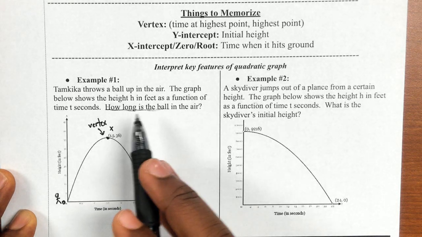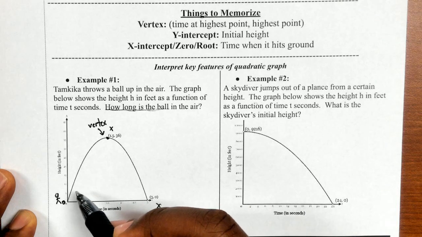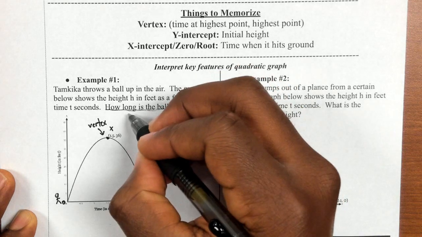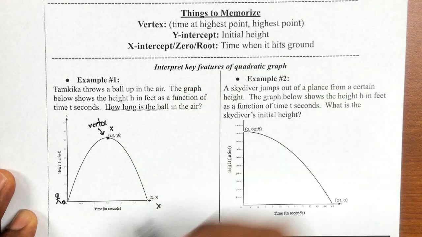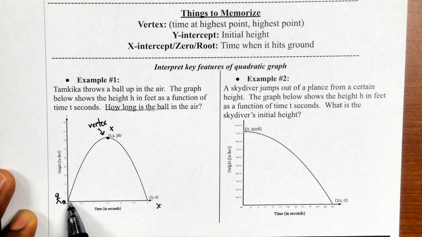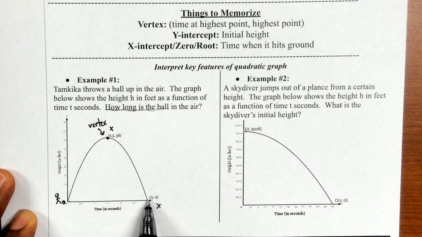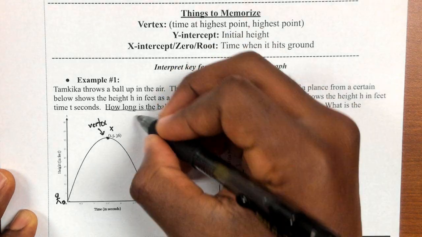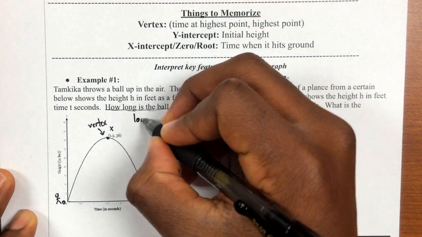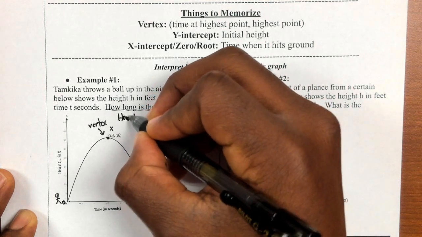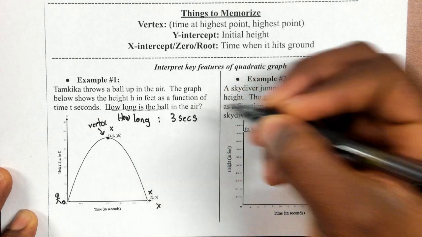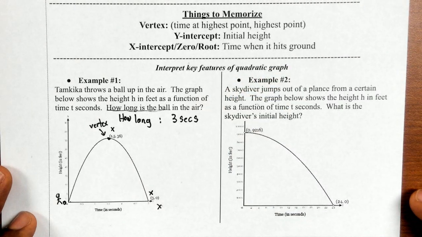So how long was the ball up in the air? It was up in the air for a total of 3 seconds, because how long means time. The ball was in the air from when she kicked it till when it got back down to the ground, and that's a total of 3 seconds. So we're looking at the x. When it says how long it was in the air, it was in the air for 3 seconds, and that would be the answer for this question.